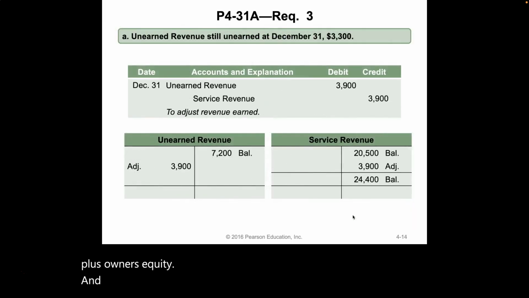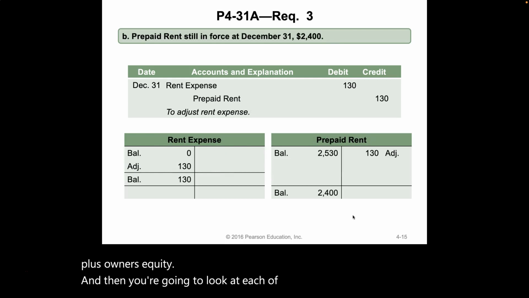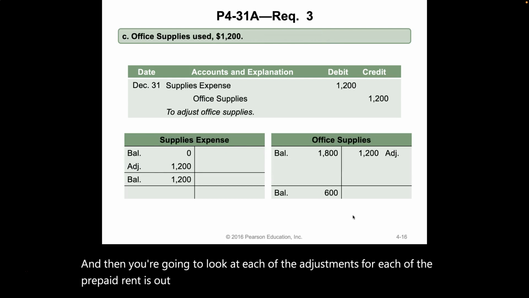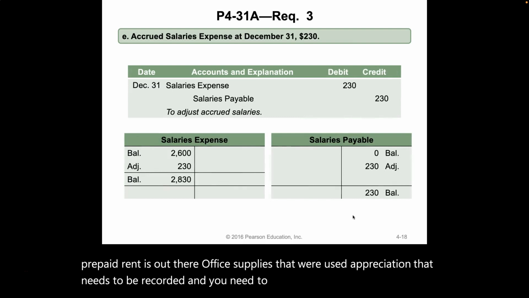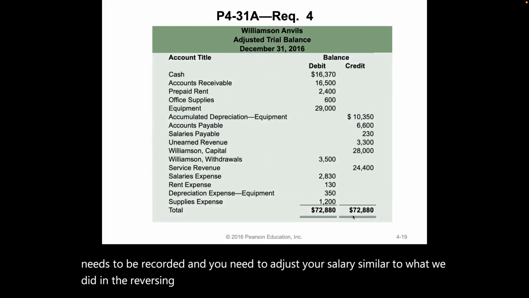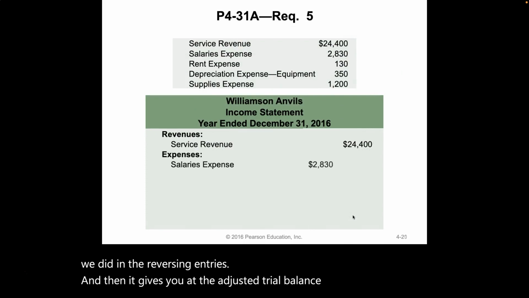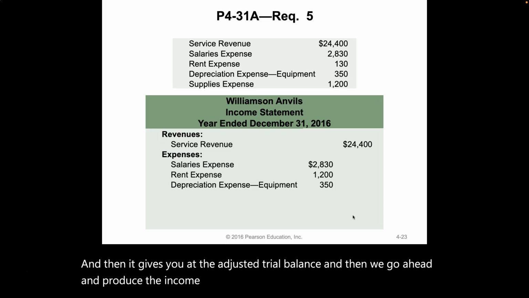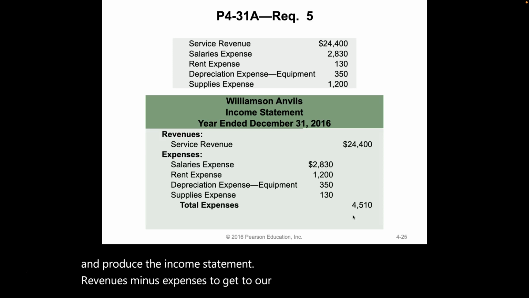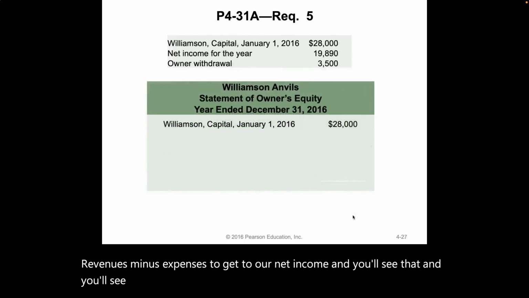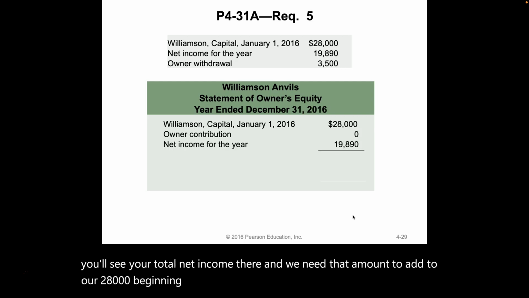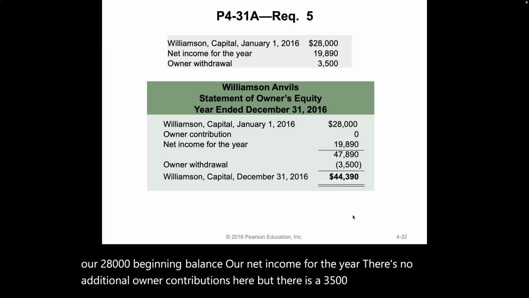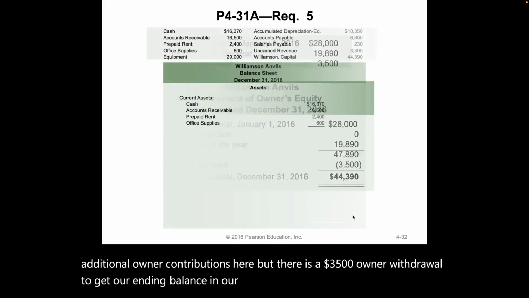Then you're going to look at each of the adjustments: prepaid rent, office supplies that were used, depreciation that needs to be recorded, and you need to adjust your salary, similar to what we did in the reversing entries. Then it gives you the adjusted trial balance, and we produce the income statement, revenues minus expenses, to get to our net income. We need that amount to add to our $28,000 beginning balance. There are no additional owner contributions here, but there is a $3,500 owner withdrawal to get our ending balance in owner's equity that we need to add to the balance sheet.